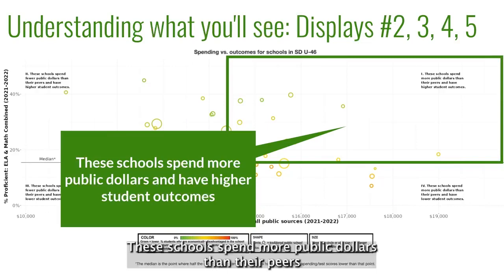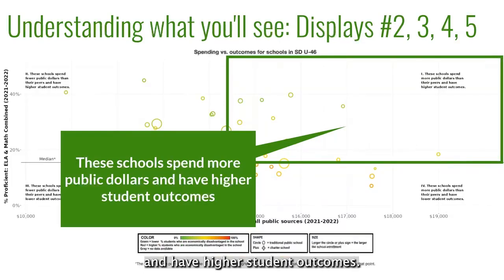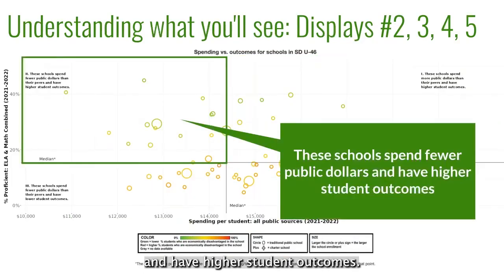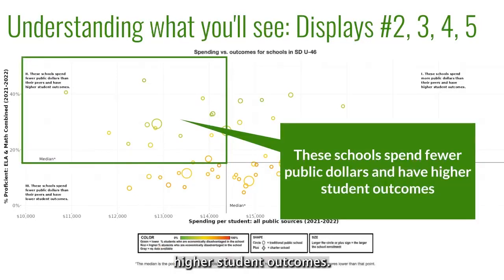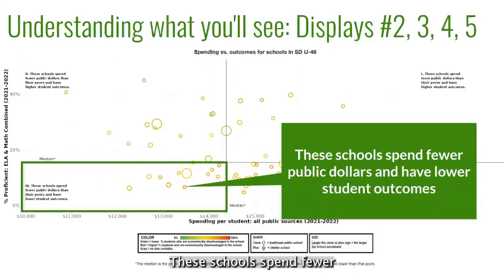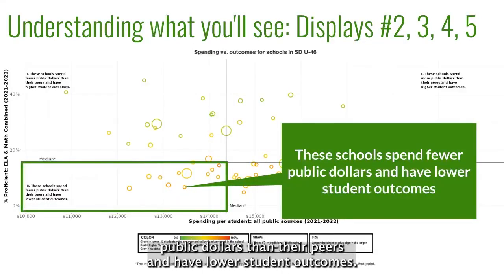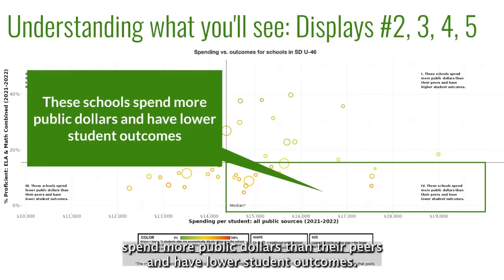These schools spend more public dollars than their peers and have higher student outcomes. These schools spend fewer public dollars than their peers and have higher student outcomes. These schools spend fewer public dollars than their peers and have lower student outcomes. These schools spend more public dollars than their peers and have lower student outcomes.